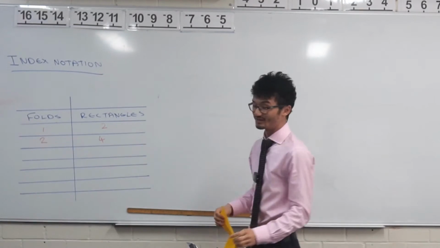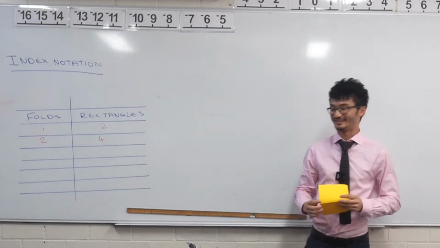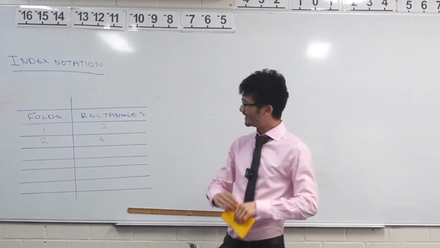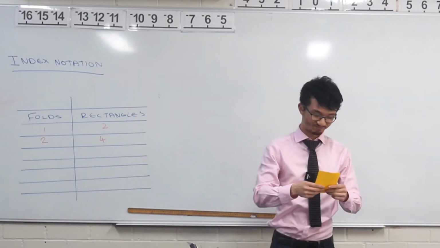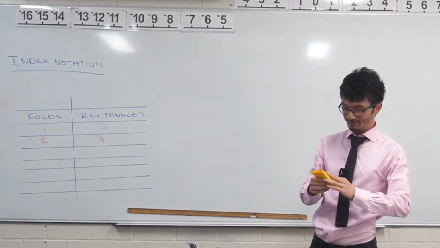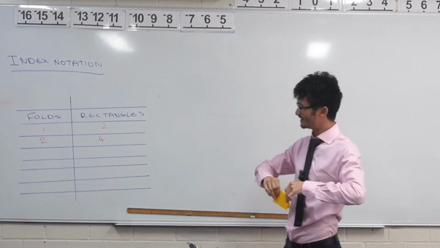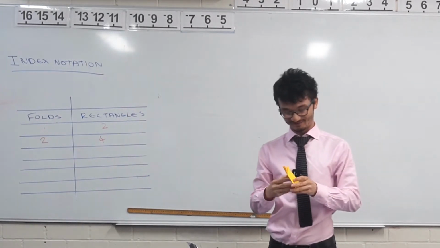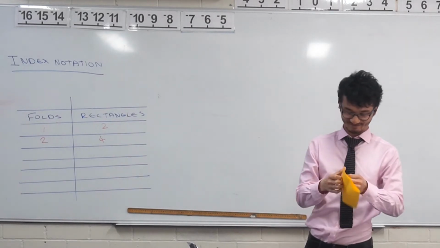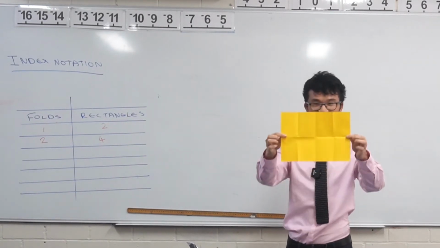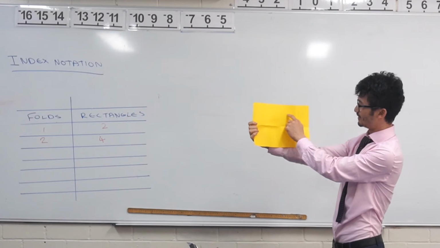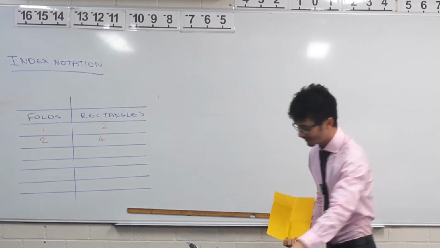So, here's a tricky one. What would three folds give me? I guess what's the pattern? Everyone have a look. Going up by twos, maybe? Or doubling, you think? Let's have a look. Three folds. Can you guys see that? 1, 2, 3, 4, 5, 6, 7, 8. So it does look like it's doubling.